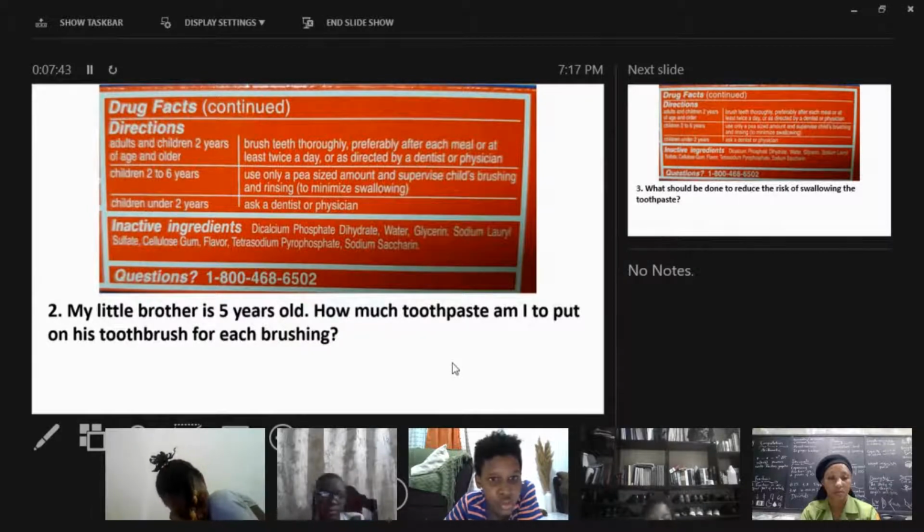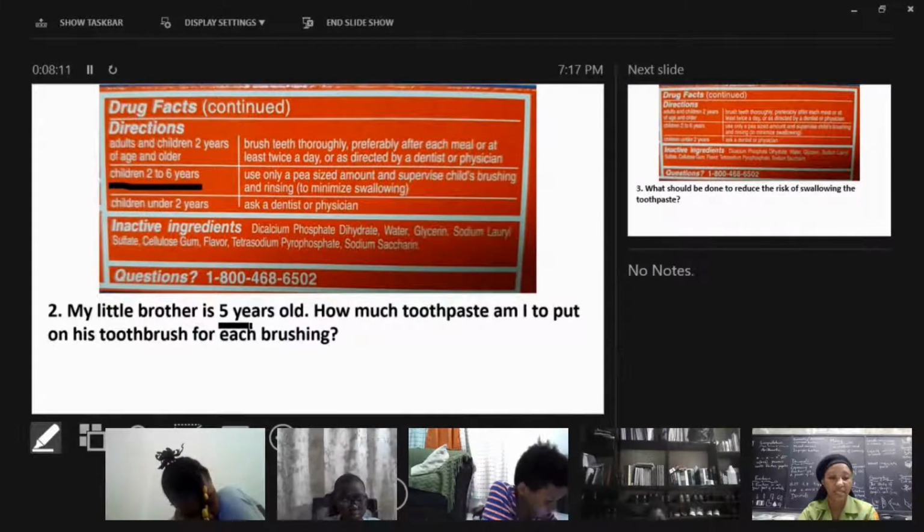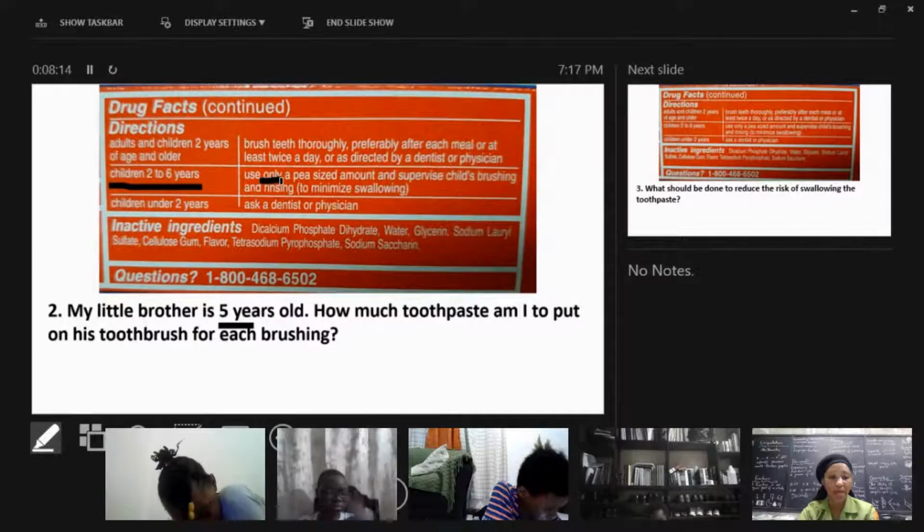Miss, I say a pea-sized amount because in the section children 2 to 6 years, use only a pea-sized amount and supervise a child's brushing and rinsing. He is 5, meaning he's under 6 but older than 2. All right. So 2 to 6, pea-sized amount. So it says 2 to 6 and 5 years old falls in that category. Only a pea-sized amount.